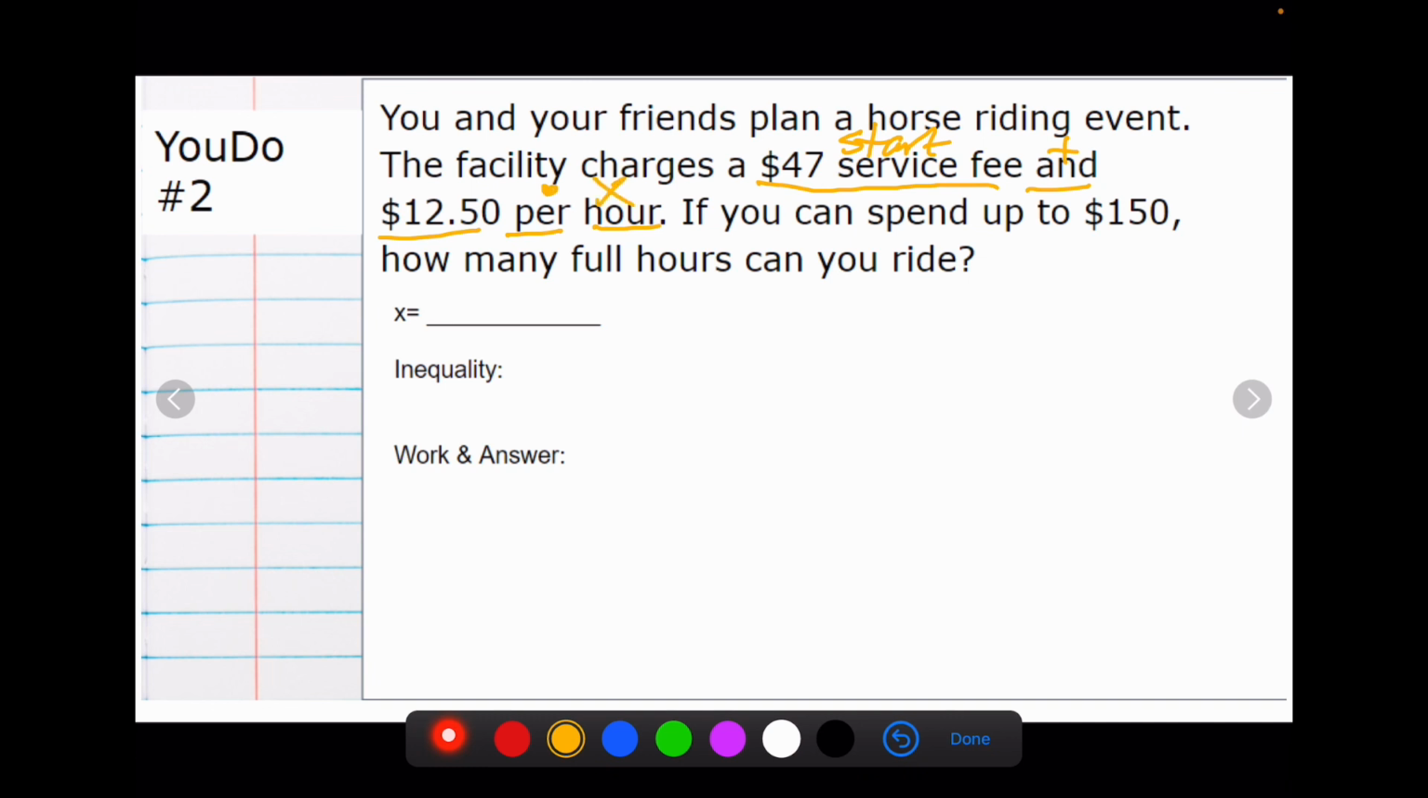So we are also looking for the number of hours. So the inequality that you should have written down should have been 47 plus 12.50x. And it says if you can spend up to $150, that is going to be a less than or equal to symbol. Okay. When you work this out, you should get a decimal.